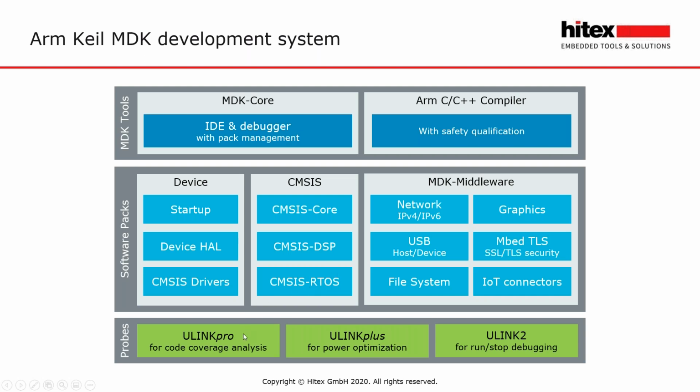Then the MDK will interface with a number of the Keil Ulinks: the Pro, the Plus, and the Ulink 2. For safety work, the Ulink Pro will connect to the instruction trace that's within the different Cortex processors. This will then enable things like code coverage and performance analysis within the debugger as well. So this gives you a very powerful view onto the chip for safety certification.